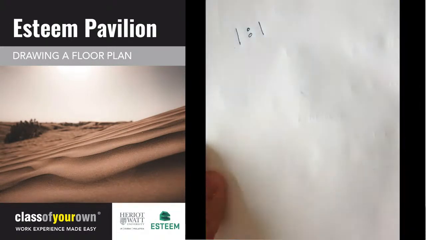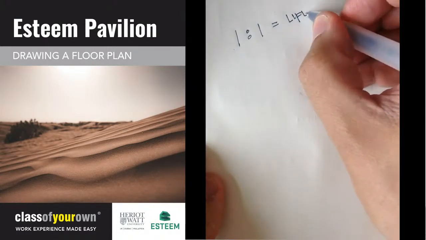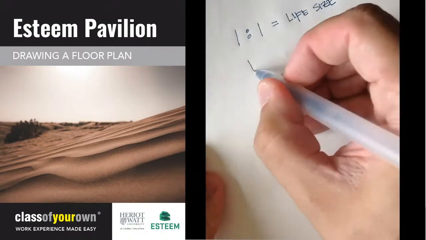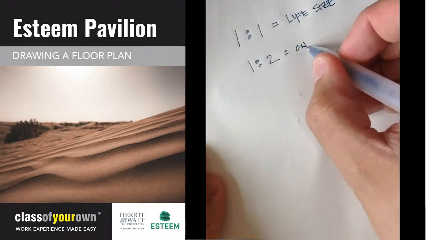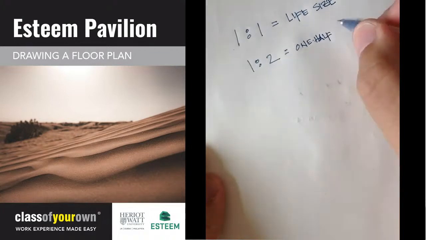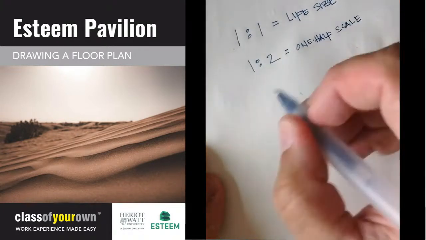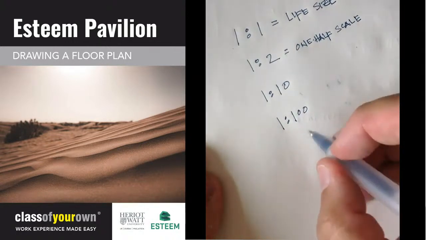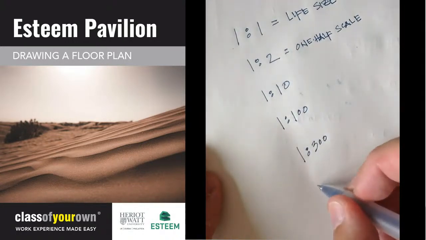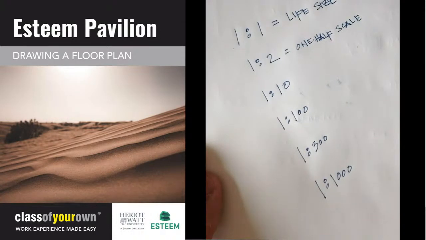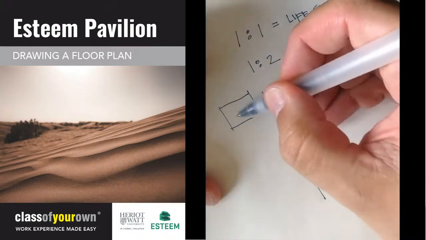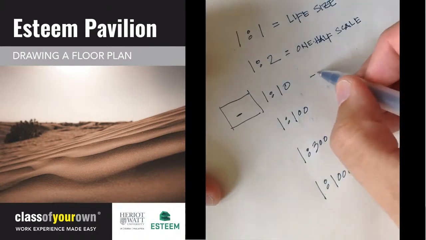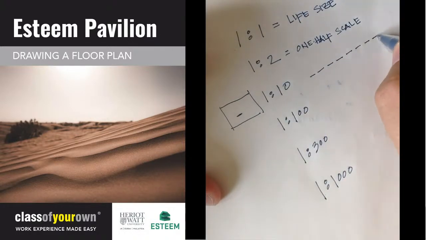Scale allows you to communicate and showcase something very, very large in a much smaller space. And it is an important tenet of architecture and design. For example, 1 unit to 1 unit is a 1-to-1 ratio scale. It represents a full-scale version.